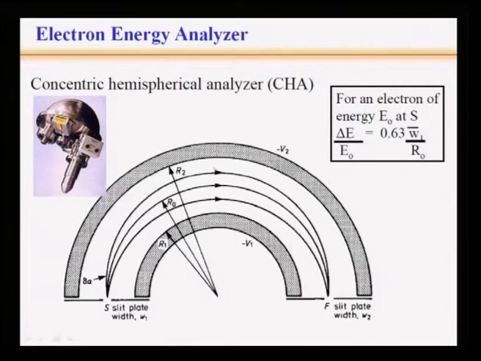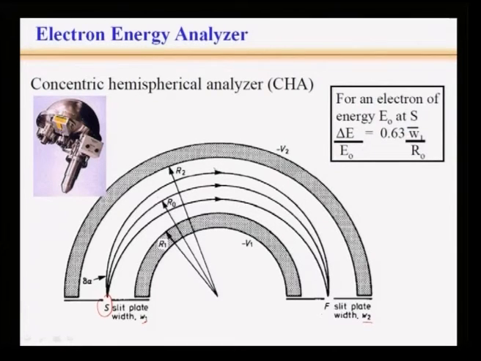The most important one is the concentric hemispherical analyzer. Here you can see R1, R2, there are different concentric radius regions used here, R0, R1, R2. R1 is negatively charged and R2 is also negatively charged but at a different potential, and there is a slit plate here, you can see W1 or W2 depending on that. The electrons move in this and then get detected. So for electrons of energy E0 at S, the slit width, delta E by E0 is basically 0.63 W1 by R0.